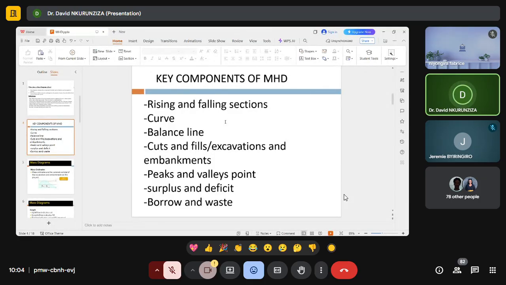So, most of these terminologies, key components, I have already discussed, but I want to highlight them again for you to understand and to know. The rising and the falling sections.